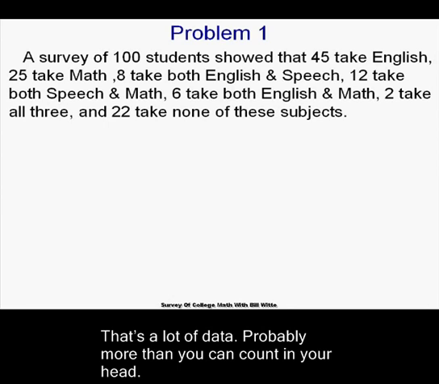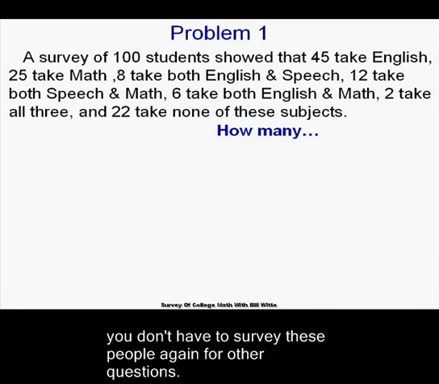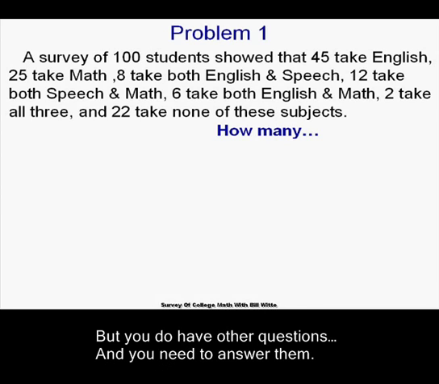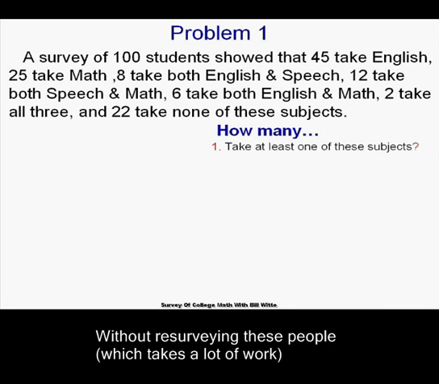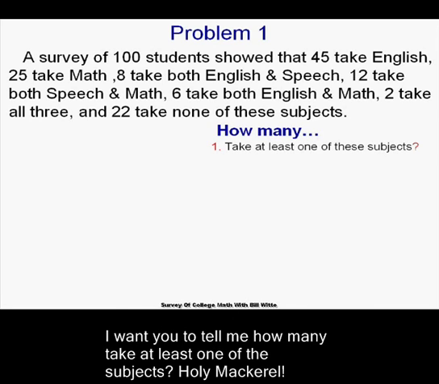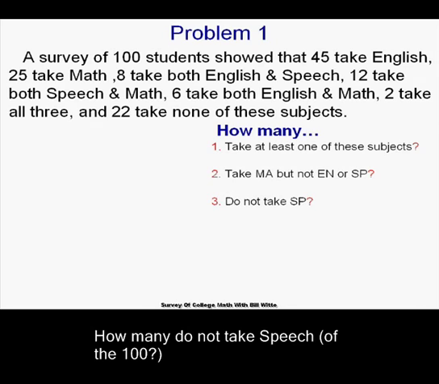Okay, so you've got all that information, and you don't want to have to survey these people again for other questions. But you have other questions, and you have to answer them. This is the kind of thing you'd get on a test. Without resurveying these people, which takes a lot of work, I want you to tell me how many take at least one of the subjects. How many take math but don't take English or speech? Tough, huh? How many do not take speech of the 100?